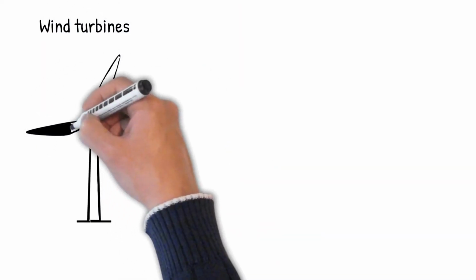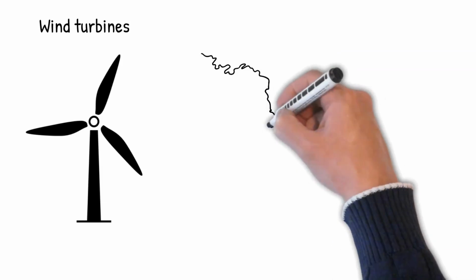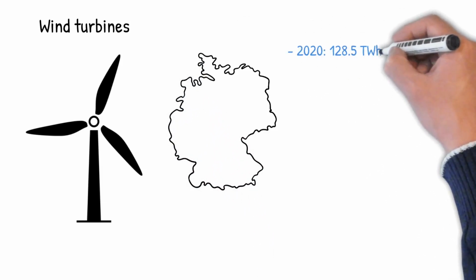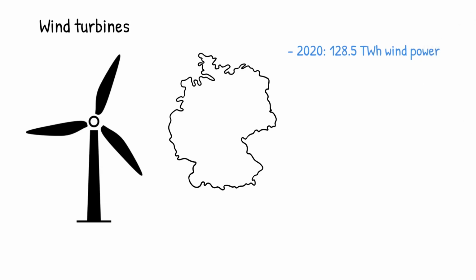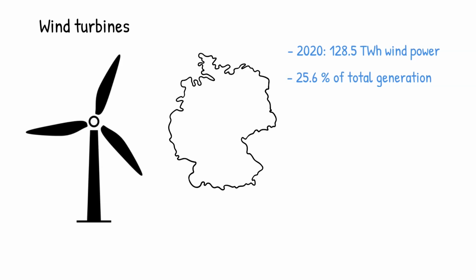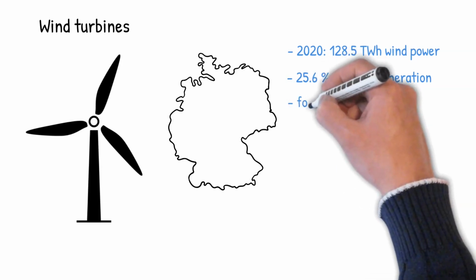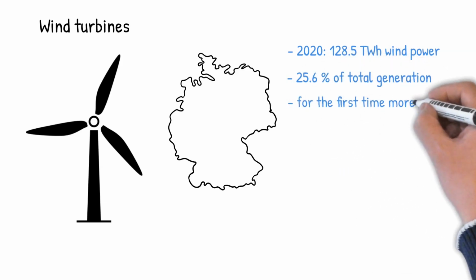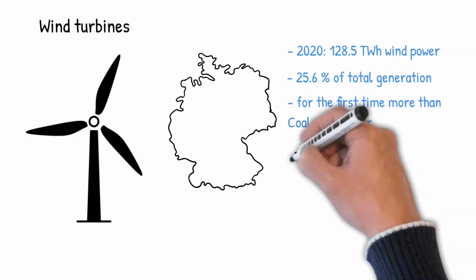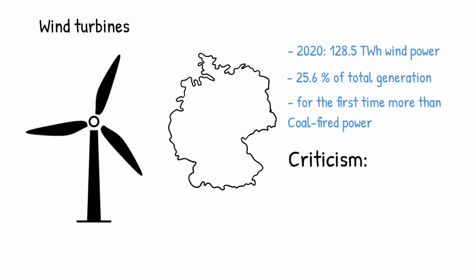Wind turbines are arguably the most important renewable energy source in Germany. In 2020, 128 terawatt-hours of wind power was generated, which is 25.6% of the total electricity generation. This was even the first time that wind power accounted for the largest share, replacing coal as the most important energy source. At the same time, there are still many critics.